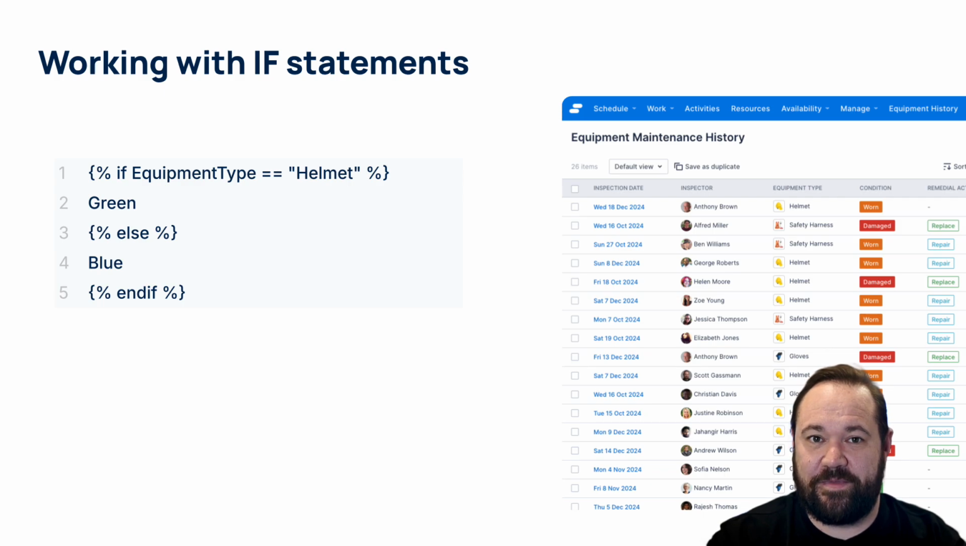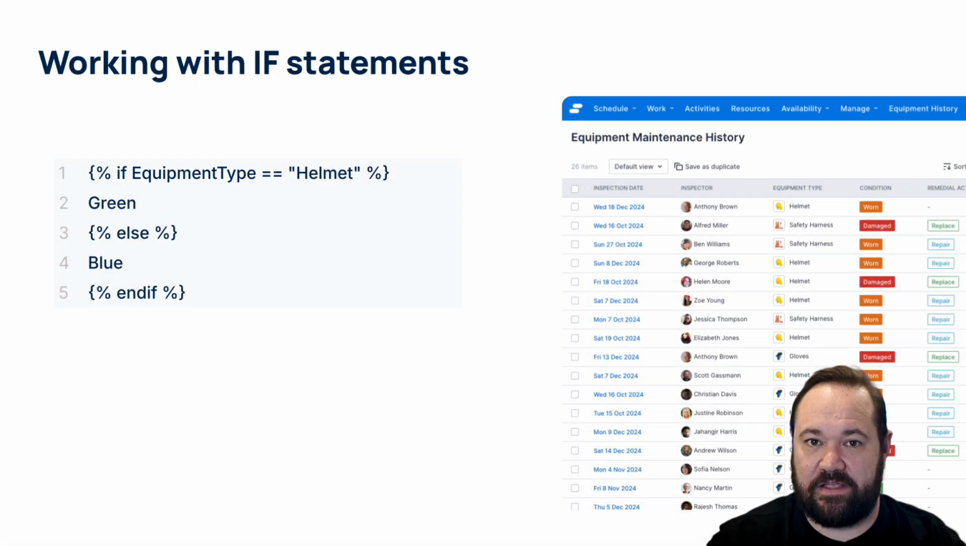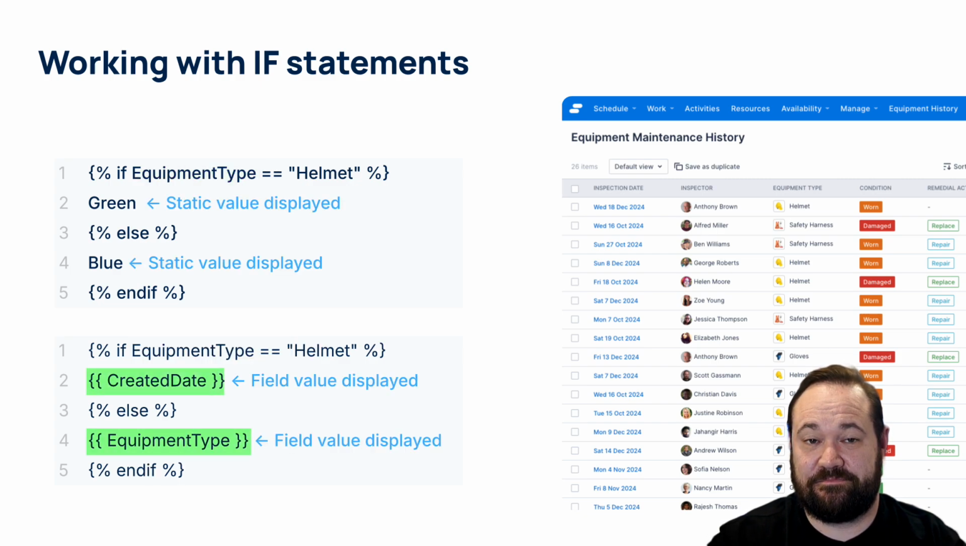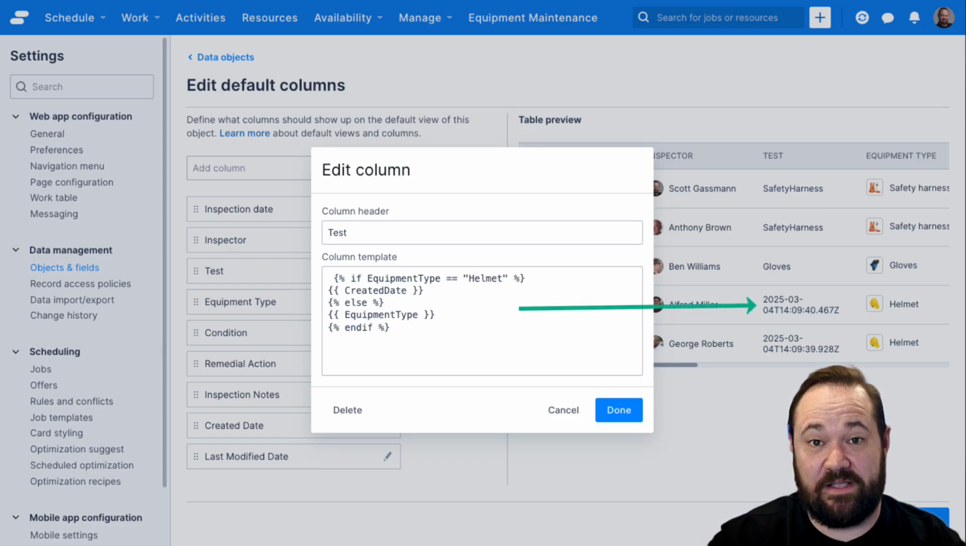You will also note when we are forming the criteria in the if statement, we don't wrap the field name of equipment type in double curly braces. This is because double curly braces output the field value into the column, however, we are only using it in our criteria. The system knows the fact we're referencing a field in the criteria because the criteria is wrapped with our curly brace percentage inside the initial if block. So that's why we write this instead of this. However, when we need to display a value inside the column, we do use curly braces like this. This example outputs the created date if the equipment type is helmet, otherwise it outputs the equipment type.